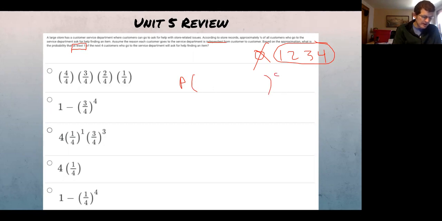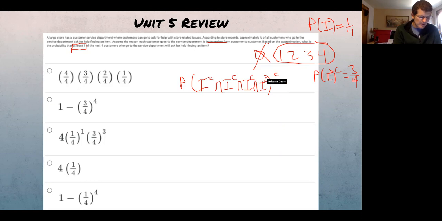So if we think about it as the probability of any random person asking for an item, the probability of I, meaning item, is 1 in 4. Well, the probability of not asking for an item is the complement of that, and that's 3 in 4. So I want, out of 4 customers, all 4 of them to not be looking for an item. So not looking for an item, and not looking for an item, and not looking for an item, and not looking for an item.